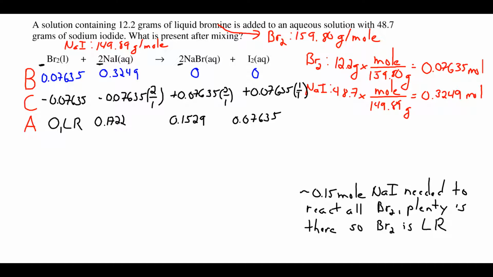All right, so here we've determined the amount after, which is the before plus the change. So we know the number of moles that we have of the leftover reagent, the excess reagent, and how many moles we have of each product. To calculate the mass, we need to multiply each by their respective formula weights.